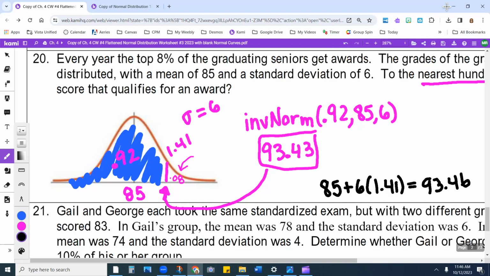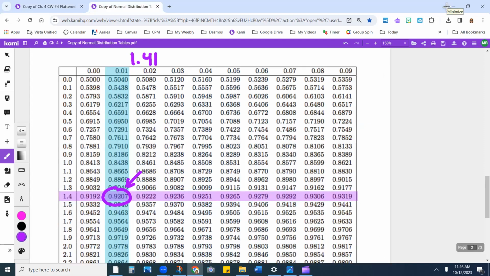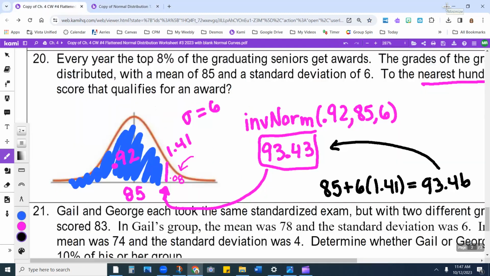93.46. You see, I'm slightly off of this because the area I found was not exactly a 0.92. It should have been really between a 1.40 and a 1.41, somewhere between there. And that's why my value here, if I was doing it from the table, was a little bit off. But the calculator gave me a more exact one there.